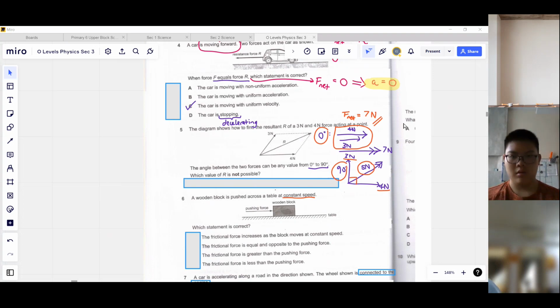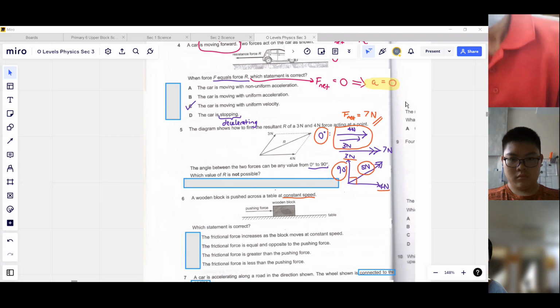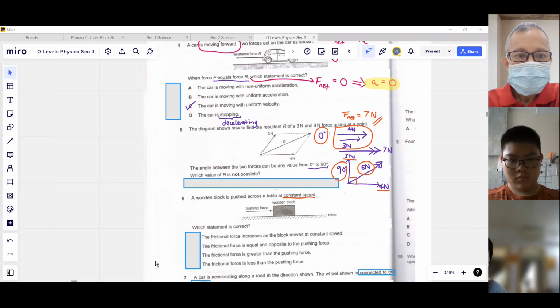This is a microphone. Easier for them to. Okay. Yep, Divan, any other question? No, the rest are fine. Okay, you carry on finishing the rest first.